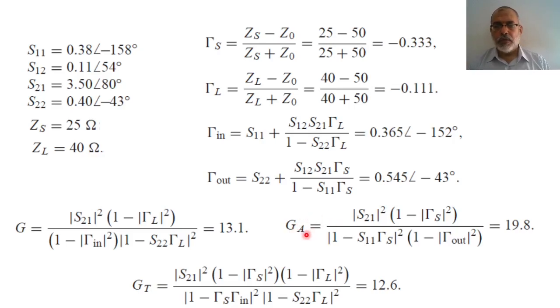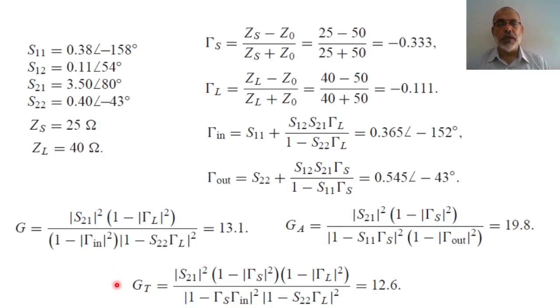In this case, the available gain is S21 squared multiplied by 1 minus gamma source squared over 1 minus S11 gamma source squared multiplied by 1 minus gamma output squared. So S21 as a magnitude is 3.5. Gamma source as a magnitude is 0.33. Here we are going to multiply S11 as a complex quantity by gamma source as a complex quantity, take 1 minus S11 gamma source and take the magnitude squared, multiplied by 1 minus the magnitude of gamma output squared. The magnitude of gamma output is 0.545. The available gain in this case is found to be 19.8.